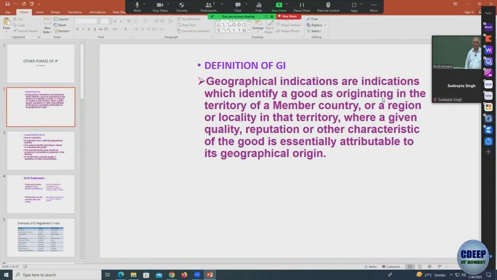other forms of IP. One is geographical indication. This is the latest IP right. When I say latest, I mean of recent origin, the last 25 years or so.